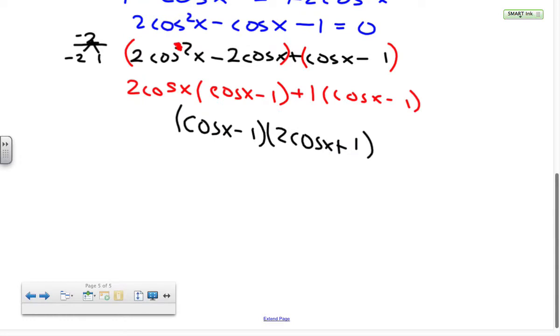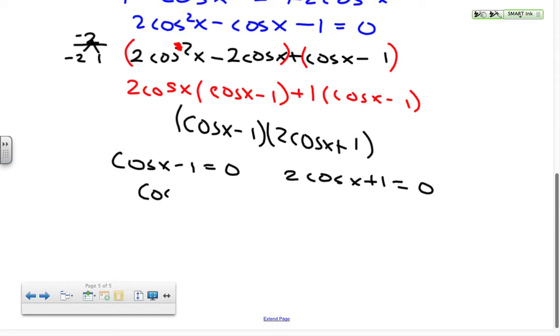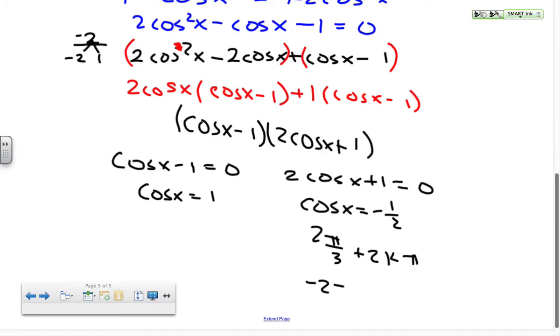Okay, so now I can solve both of these. Cosine x minus 1 equals 0, and 2 cosine x plus 1 equals 0. So cosine x is 1, and cosine x equals negative 1/2. Cosine x equals negative 1/2 at 2 pi over 3 plus 2k pi, and negative 2 pi over 3 plus 2k pi. And cosine of x equals 1, that is just 2k pi.